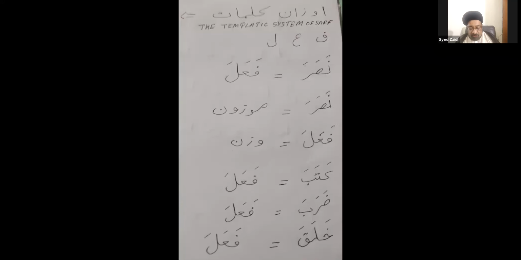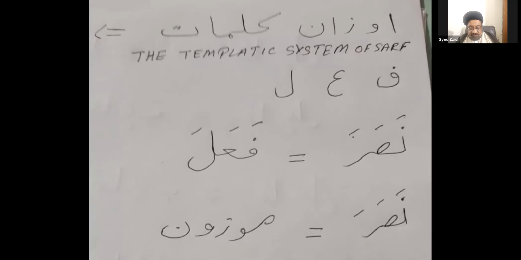Awzan comes from the word wazn. Like in English, you say scale. So the scale of words. Or to make you understand, we could say the templatic system of Sarf, which is based on three letters, Fa, Ain, and Lam. Right? Now, Nasara, if you see, is equal to Fa'ala, I have written.